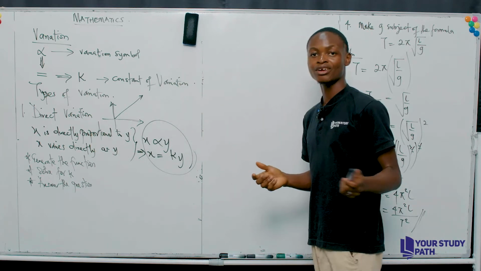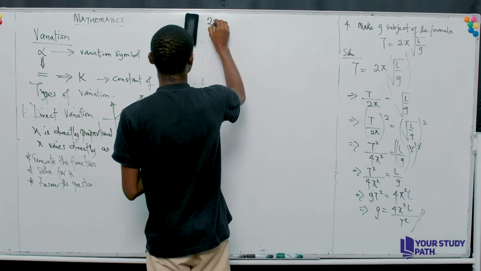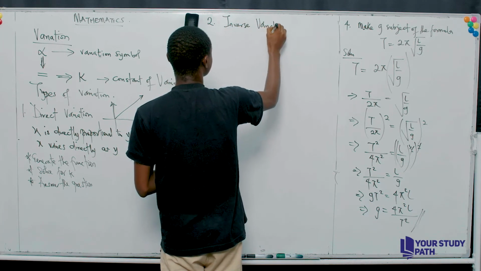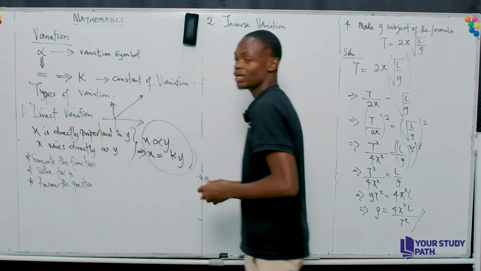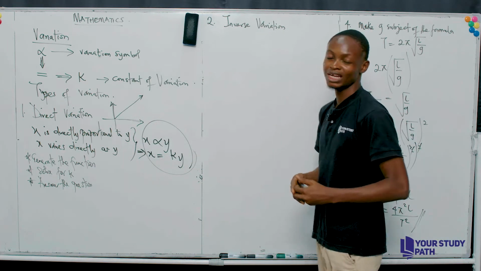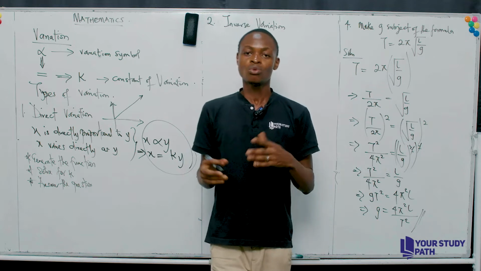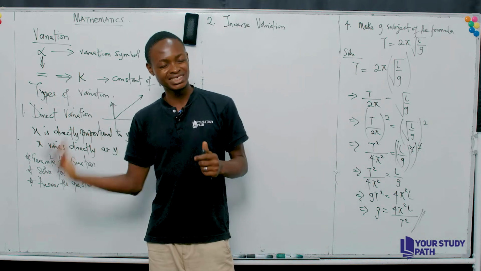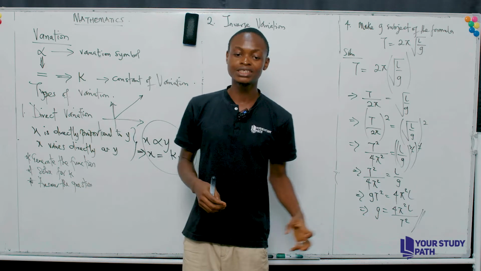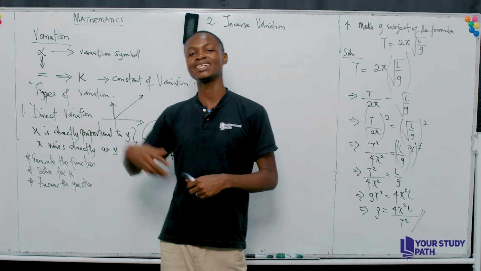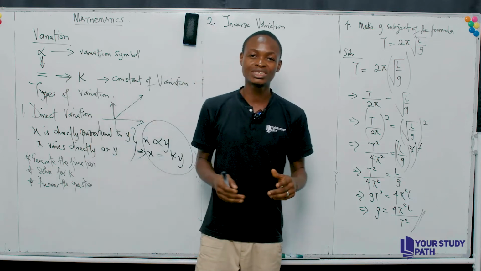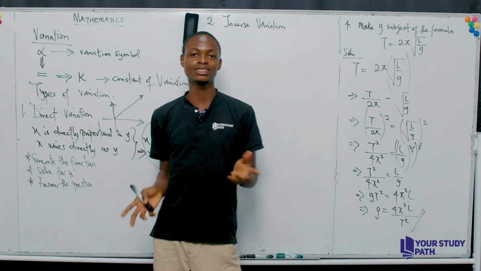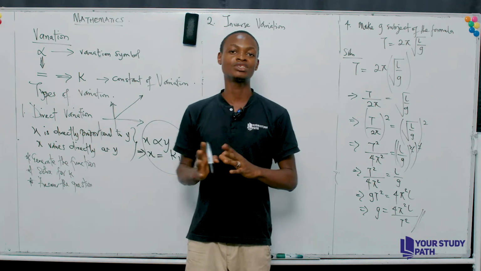Now, for the other kind of variation we'll be picking, let us pick the inverse variation. Yes. Now, for the inverse variation, what are we talking about? The name inverse simply means that if there's an increase in the first variable, it must correspond to a decrease in the second variable. A decrease in the first variable must also correspond to an increase in the second variable. So in this case, it's an increase-decrease scenario or a decrease-increase scenario. That is how inverse variation works.